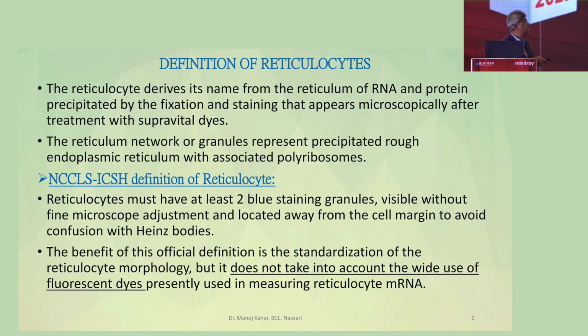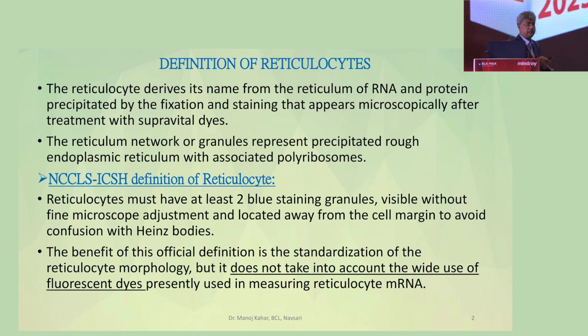The definition of reticulocyte is that the reticulocyte derives its name from the reticulum of RNA and protein precipitated by the fixation and staining that appears microscopically after treatment with supravital dyes. The reticulum network or granules represent a precipitated rough endoplasmic reticulum with associated polyribosomes.